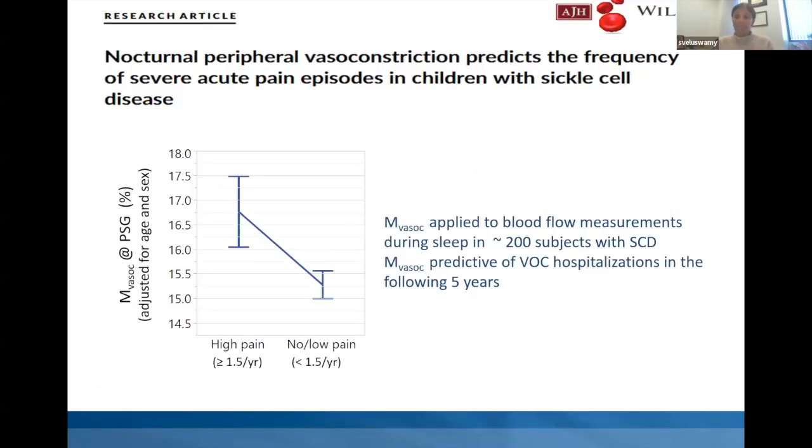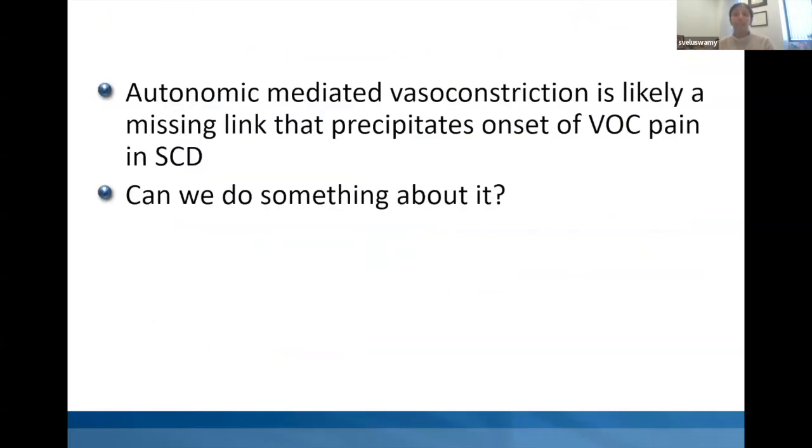When we applied this biomarker to our patients with sickle cell disease and looked at how many pain crises were happening, it came out that the higher your vasoconstriction index, the higher the rate of hospitalizations for severe pain crises in the upcoming years. So this vasoconstriction, or how much you're changing your blood flow, is actually predictive of the pain phenotype, of how much severe pain was happening.